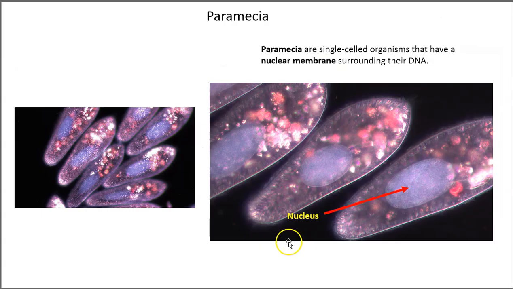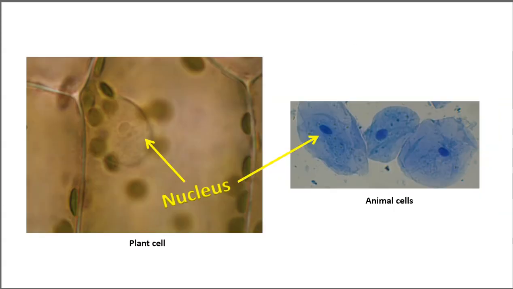Let's take a look at a couple of pictures of some organisms that have a nucleus. Here's a paramecium, and you can clearly see with this special lighting the nucleus of the paramecium. And of course, on the left here we have the nucleus of a plant cell, and on the right, the nuclei of some animal cells there.